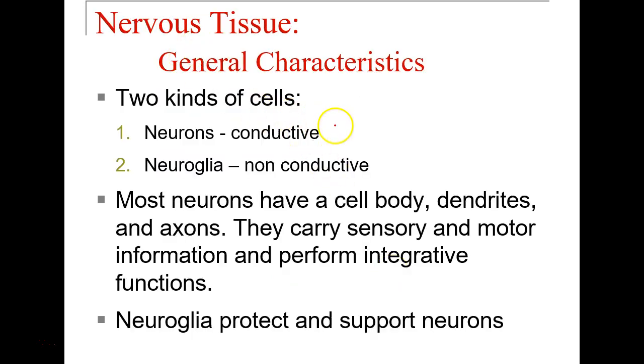Okay, nervous tissue, we have two kinds, neurons and neuroglia. The biggest part that I need you to know for this chapter is that neurons are the conductive type. They will actually be sending the signals throughout the body. Neuroglia are non-conductive. They help support and protect the neurons.